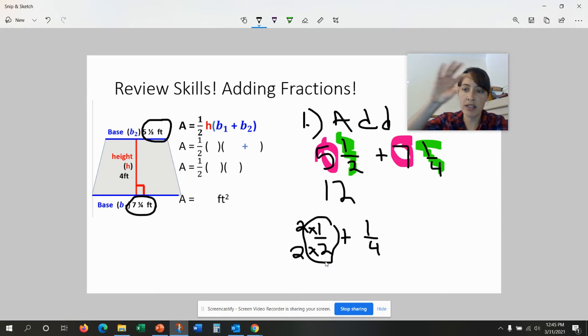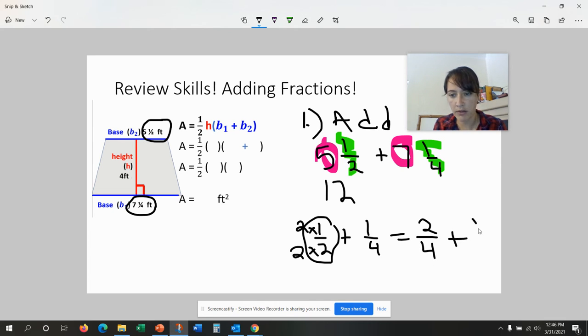When you multiply the top and the bottom, you're actually multiplying by a clever name for 1 because 2 divided by 2 is 1 and 1 times anything is itself. So that's why it's equivalent, that's why it doesn't change, and that's how we make common denominators when we have to add or subtract fractions. So now 1/2 becomes 2/4, and that makes sense, right? 2 is half of 4, plus 1/4.